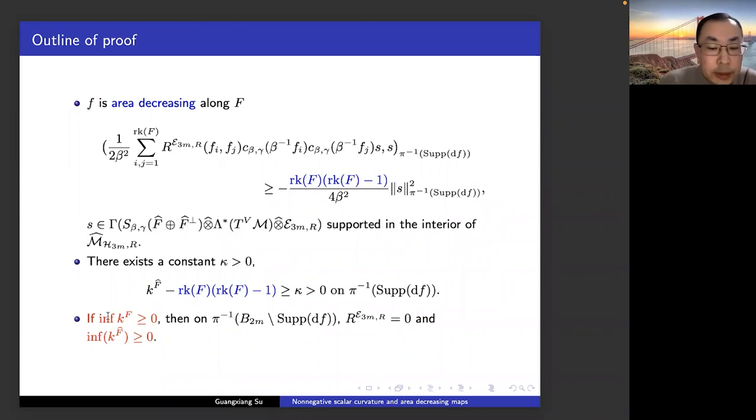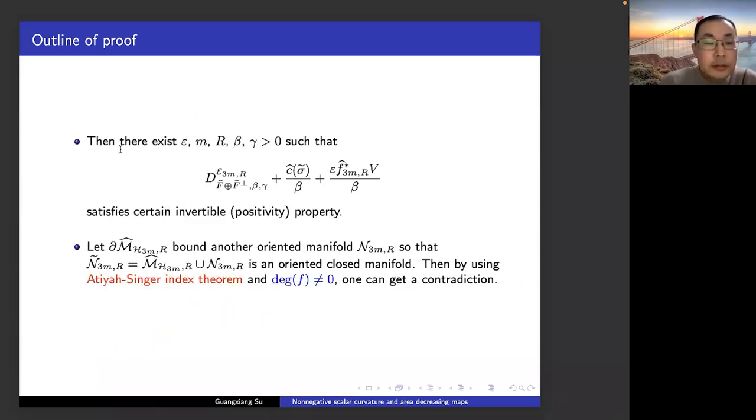Then if we assume the leafwise scalar curvature is non-negative, and K_f has lifted the foliation, the scalar curvature of the lifted foliation is also non-negative. Then combine this estimate. We can see that there exist epsilon, m, r, beta and gamma such that the deformed twisted sub Dirac operator satisfies a certain invertible or positive property.